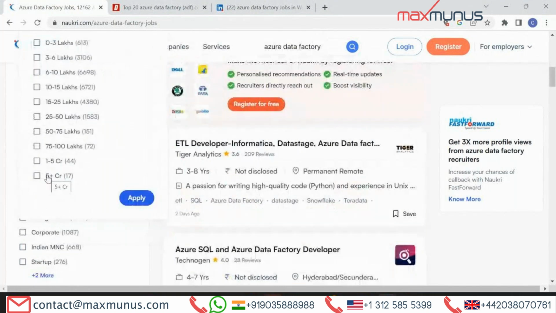Let me see how much package they are offering. I can see 6698 openings who are ready to pay between 6 to 10 lakhs, and 4380 who are ready to pay 15 to 25 lakhs.